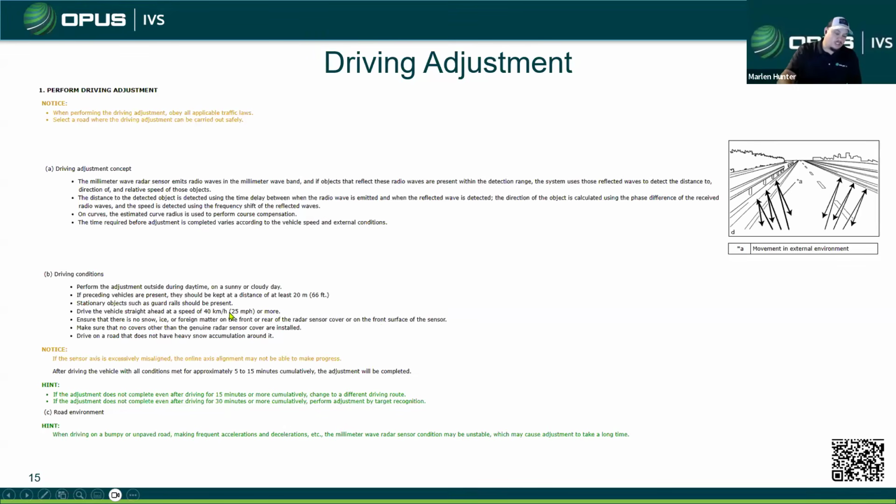And like I said, this is all vehicle dependent, but this is just one from that Tundra that we were looking at earlier. Down here it says, after driving the vehicle with all conditions for approximately 5 to 15 minutes, the adjustment will be completed. Now, if the adjustment does not complete, drive for 15 minutes more, and change to a different driving route. If it doesn't complete after 30 minutes, use target adjustment. And with bumpy roads, it's kind of picky, so you want to be on a smoother, nicer road. You obviously don't want to be driving down a dirt road trying to make this thing calibrate, because it's just going to tell you no.